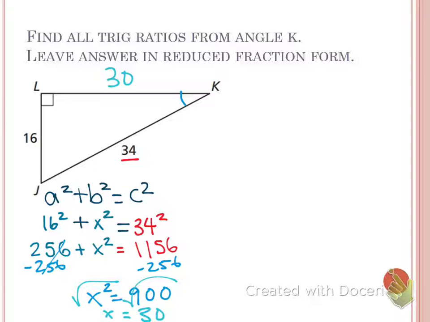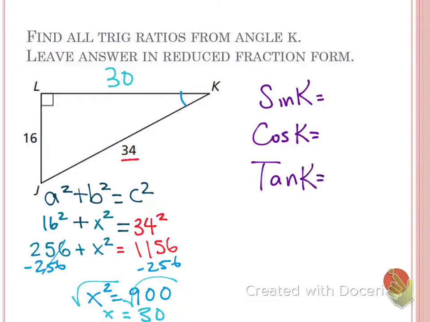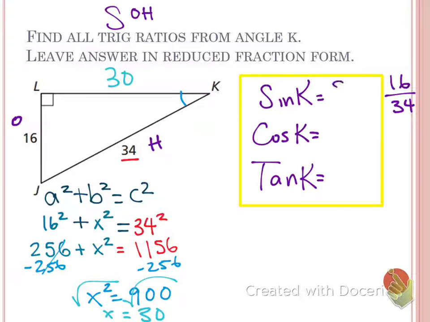All right, so we're going to find sine from K, cosine from K, and tangent from angle K. So to do sine, what is the opposite of K? 16. And then hypotenuse, 34. It says reduced form, so I'm just going to write it over here. What is 16 over 34 reduced? 8 over 17.